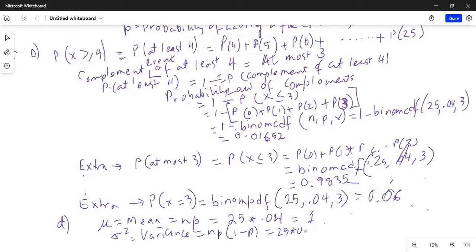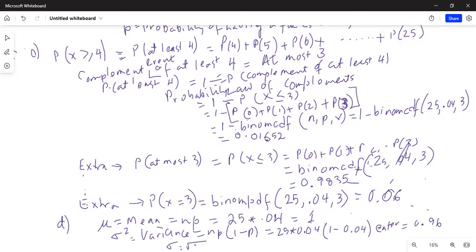25 times 0.04 for p, and then you can put a left parenthesis, 1 minus 0.04, in your TI-84 calculator and hit enter. So that will be equal to 25 times 0.04, then left parenthesis 1 minus 0.04, right parenthesis, and that is equal to 0.96.